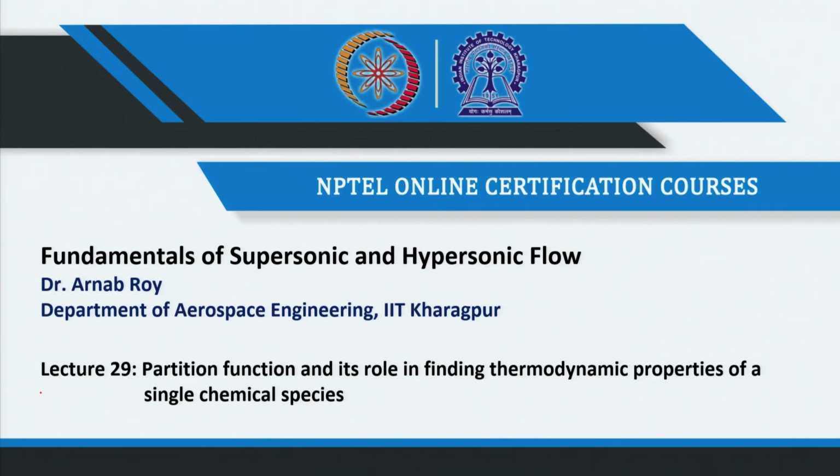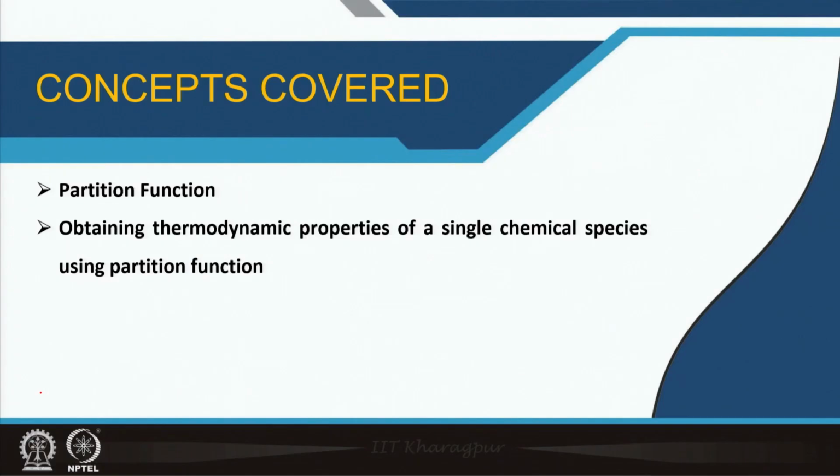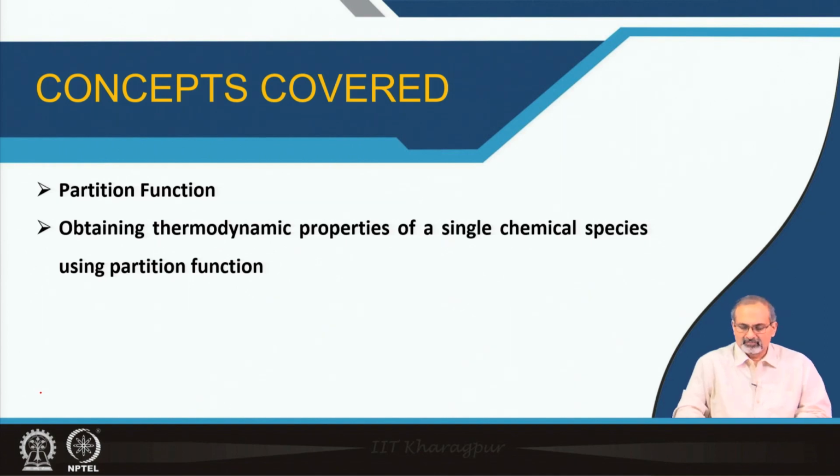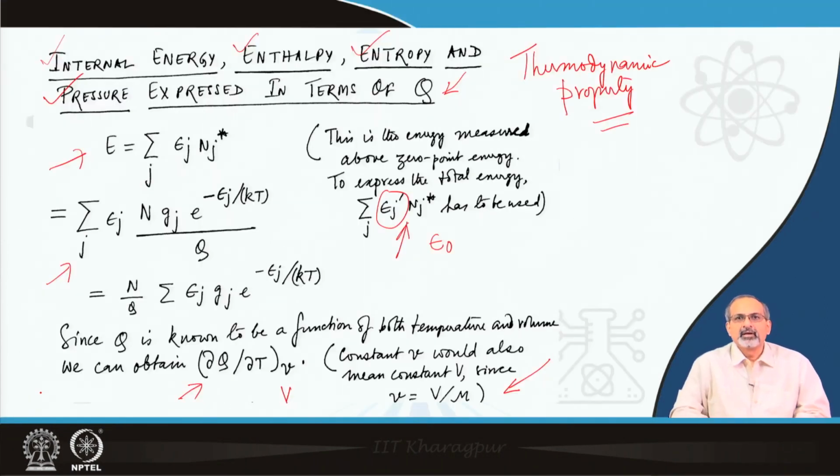In this lecture, let us continue our discussion regarding partition function and how different thermodynamic properties can be calculated for a single chemical species using the partition function. In the previous lecture, we started discussing how the different thermodynamic properties can be expressed in terms of the partition function. We started discussing from internal energy and then we derived a few forms.